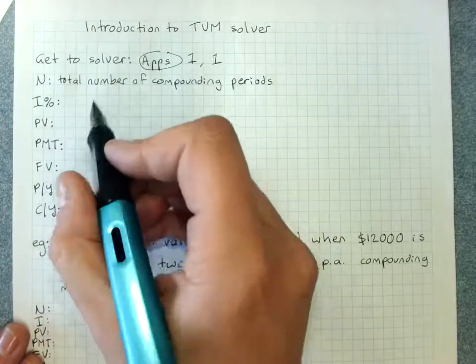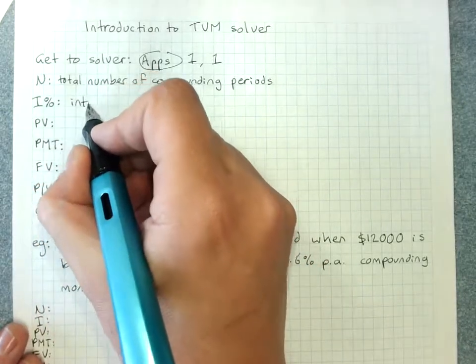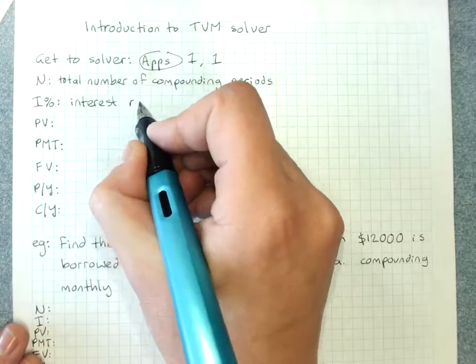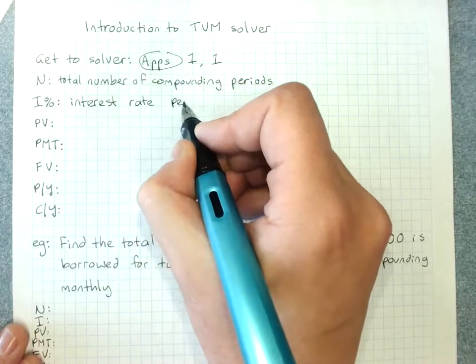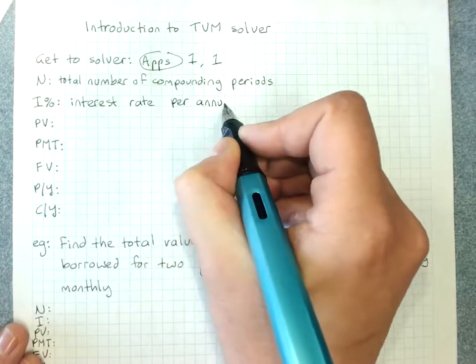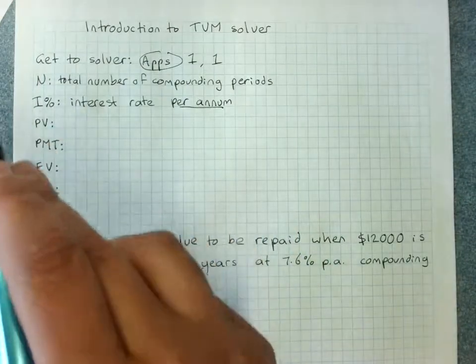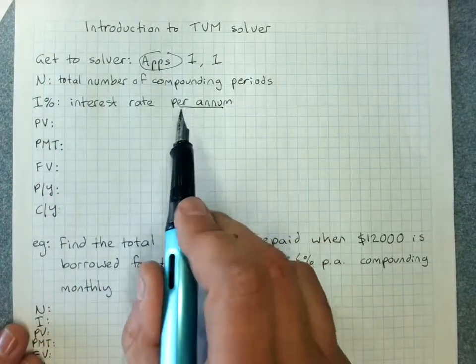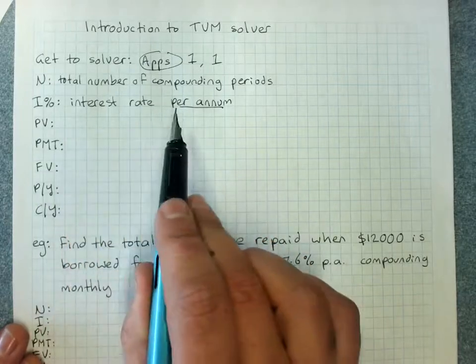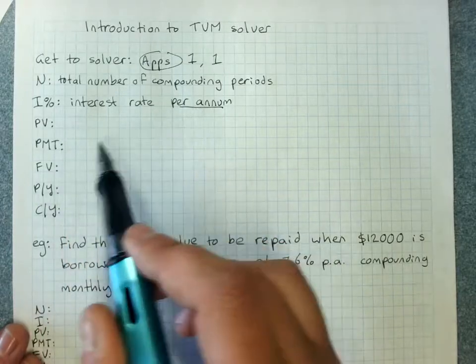I is the interest rate per annum. I know we've learnt how to change a yearly interest rate to a monthly one, but the TVM solver does that for you, so we definitely put in the interest rate per year.